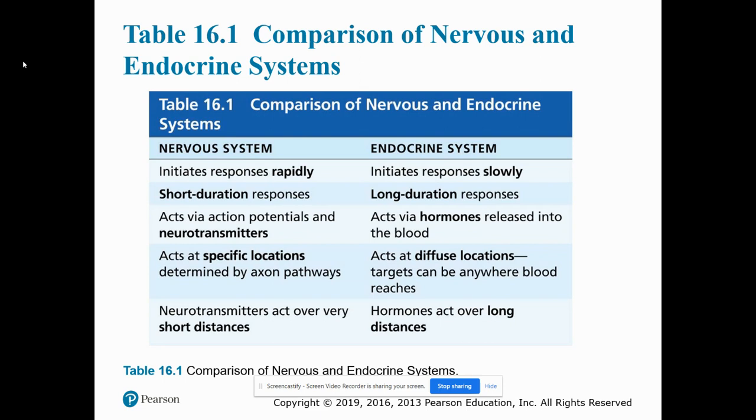It's a hormone. The nervous system acts at specific locations determined by axon pathways. So those axons, they're going to very distinct places. And wherever that axon goes is where the signal is going to be sent. The endocrine system acts at diffuse locations, and targets can be anywhere the blood reaches.